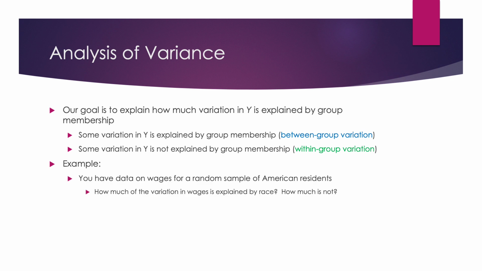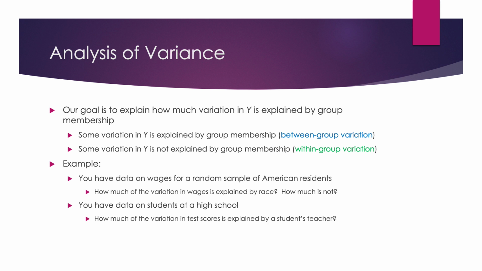So to make more sense of this with an example, you have some data on wages for a random sample of American residents. How much of the variation in these wages can be explained by race, and how much is not? The variation in the data explained by race would be between group variation, and the variation in that data not explained by group membership in a racial group would be within group variation.